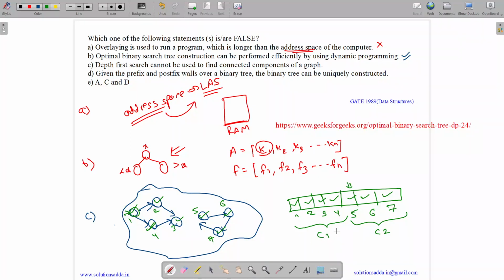So in this manner we can find the number of connected components using DFS. And it is saying it cannot be used. So this is also false.